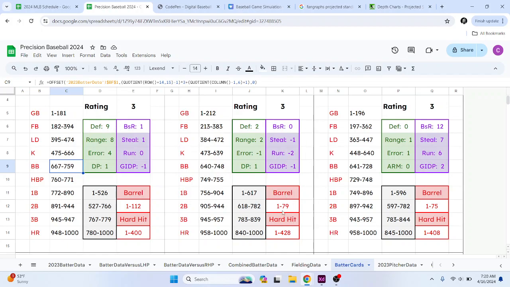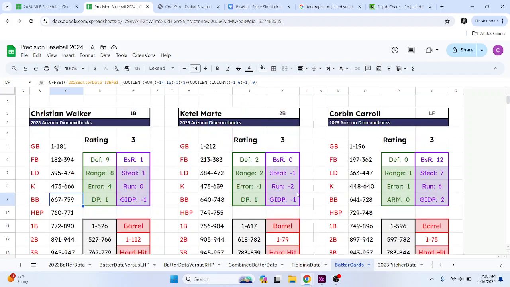It may mean that I need to get rid of this for now because I just don't know what to do with it yet, or it may be that those numbers get put at the bottom. This might give me an opportunity to put some basic statistics versus lefty and versus righty down at the bottom, just so you have some kind of baseline stats for each of these players.